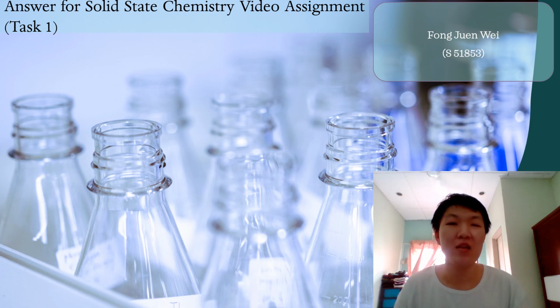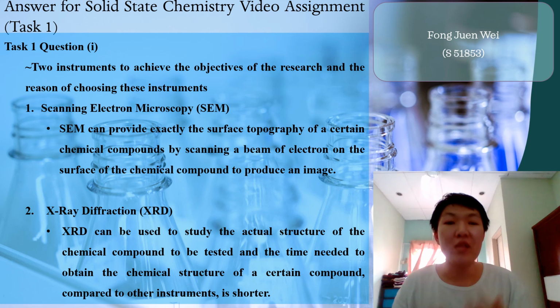So let's get to the next section, which is question A. The two instruments to be used to achieve the objective of the research, and the reasons for choosing them, are as below. The first instrument is the scanning electron microscope, because this technique can provide the exact surface topography of a chemical compound by scanning a beam of electrons on the surface of the compound to produce an image.